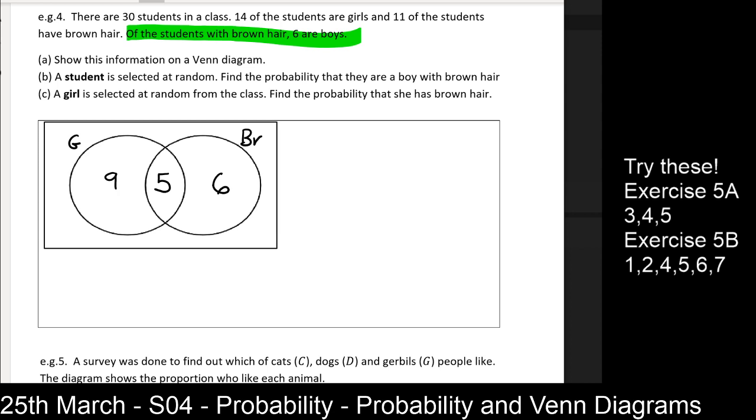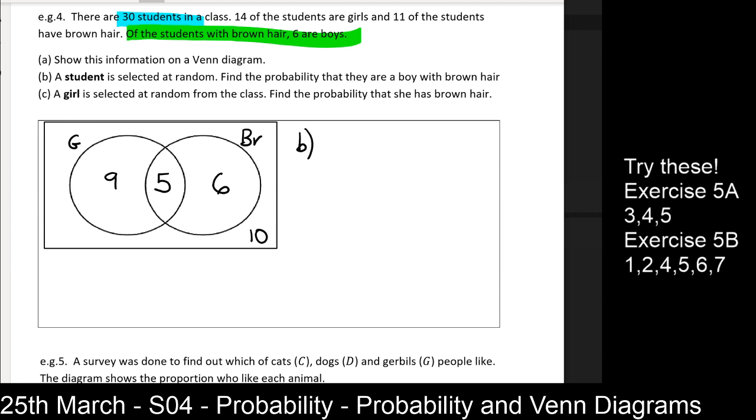Now remember, I'm not done here yet. All the numbers in the rectangle have to add up to 30. So I just simply add together what I've got so far and then take it away from 30. The numbers I've got in the circle so far add up to 20. I need another 10. Now everything adds up to 30.